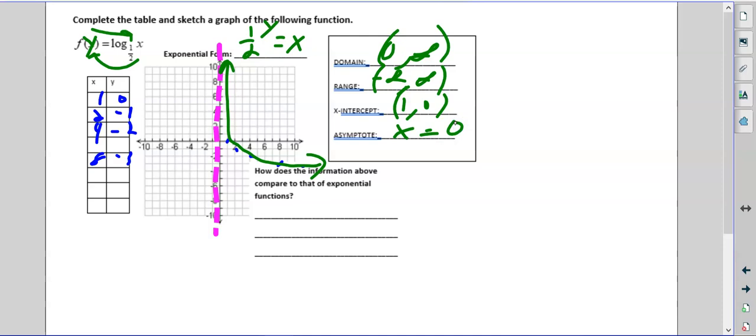How's the information above compared to that of exponential functions? Pretty much switching things. Okay, x for y. We have an x equals asymptote instead of y equals. The x-intercept instead of the y-intercept. Domain and range are kind of flipping their values.